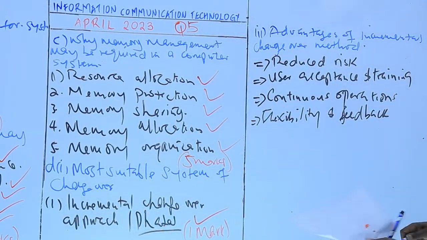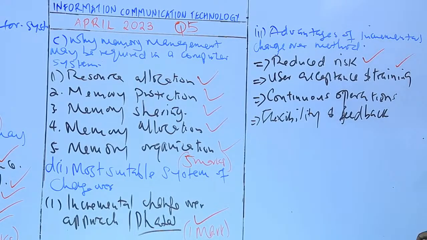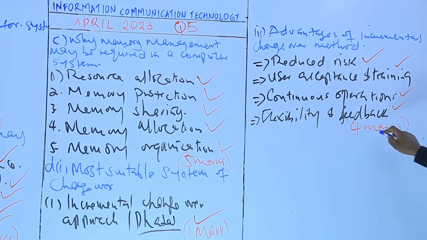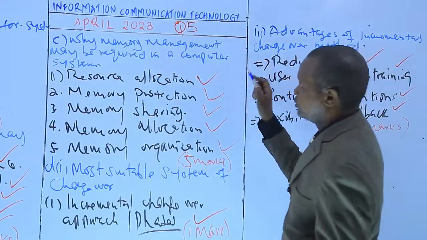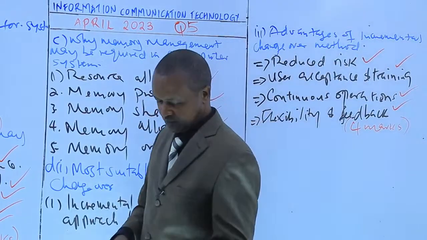So these are four advantages of the incremental changeover approach. One, reduced risk. Two, user acceptance. Three, it allows for continuous operations of the organization. Then four, flexibility and feedback. That is four marks. So you've done the April 2023 question 5.